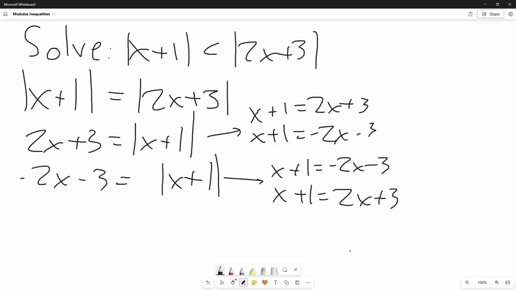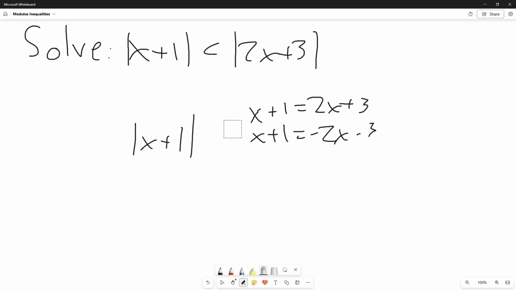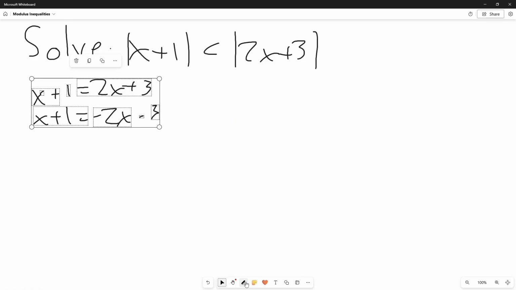And notice that both of these are the same. And when you have modulus on both sides, I think this is going to happen every single time. You're just going to end up with only two equations. But I just wanted to show that so you understand how the process works. And now we just have these two equations to solve.